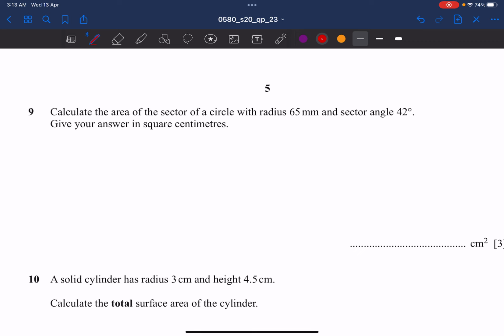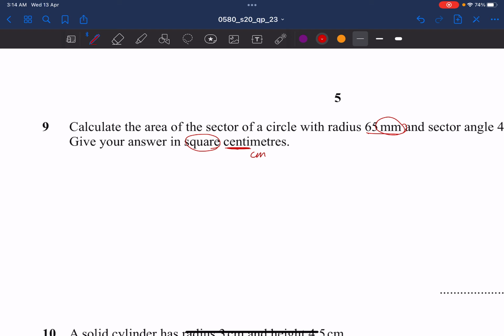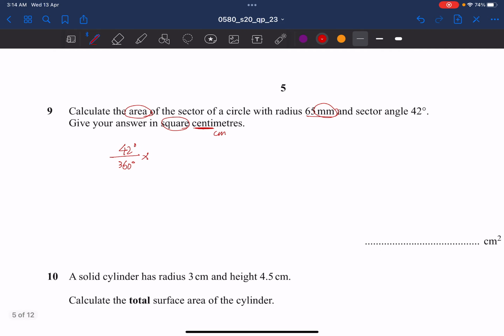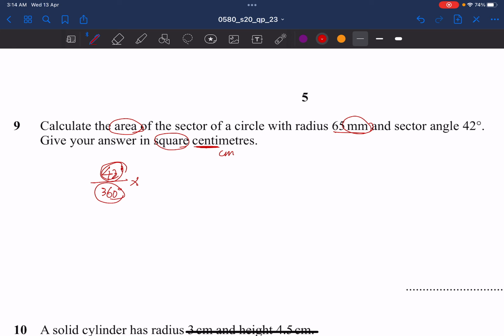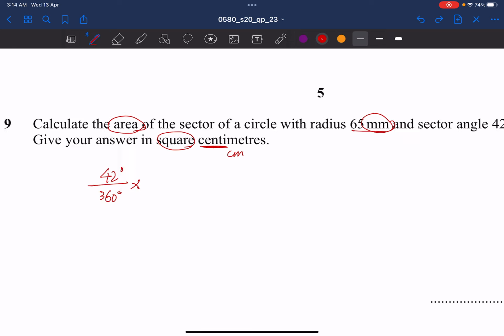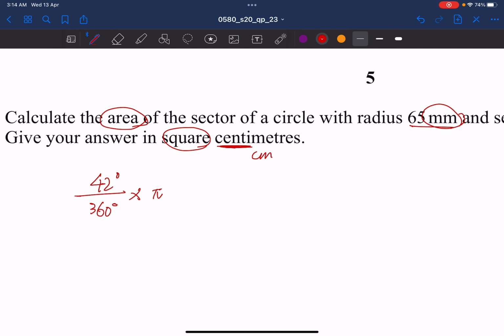Calculate the area of a sector of a circle with radius 65 millimeters and sector angle 42 degrees. Give your answer in square centimeters. Centimeter is cm, this is mm, so be careful of the unit. So it's 42 degrees over 360 degrees times the area. This is the proportion of the sector angle out of one round, times the full area. The full area is pi times 6.5 squared, with 6.5 cm.